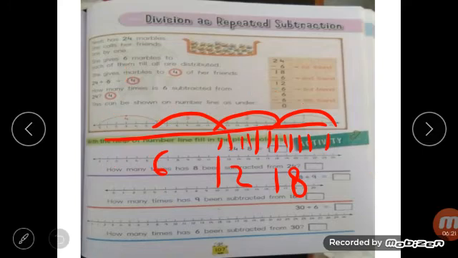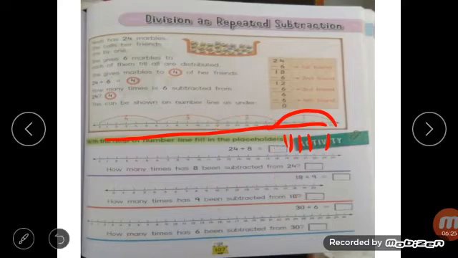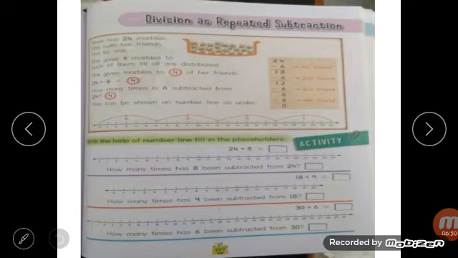So here some exercises are given for you in the book. You have to do it. First is 24 divided by 8. From where do you have to start? You have to start from 24, where the number 24 is denoted on the number line. Then divide by 8 means you have to move 8 steps. Then move 8 steps: 1, 2, 3, 4, 5, 6, 7, 8. Then where will you reach?